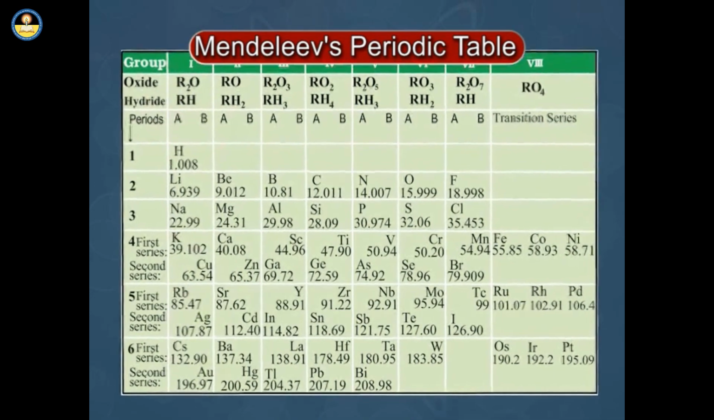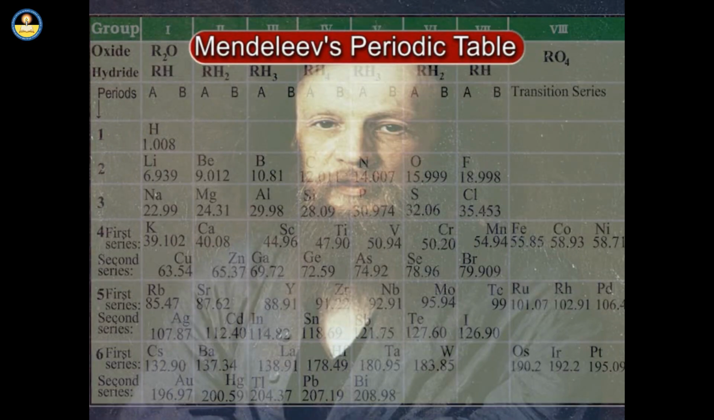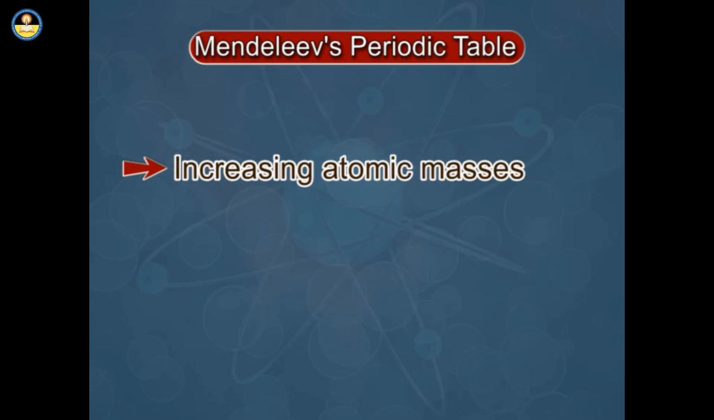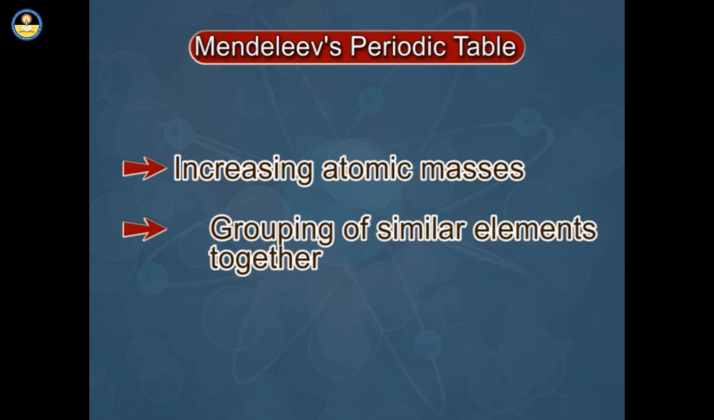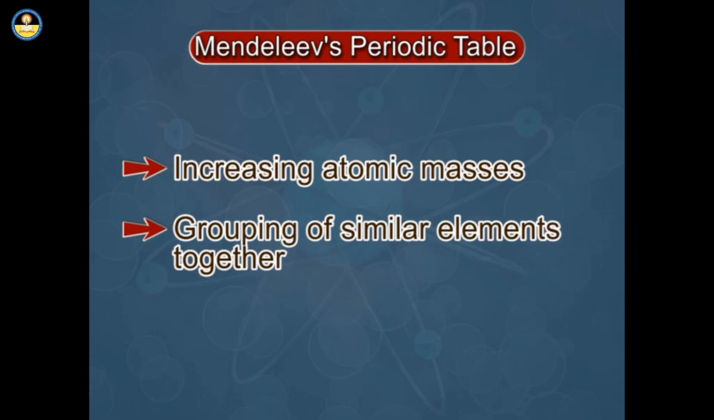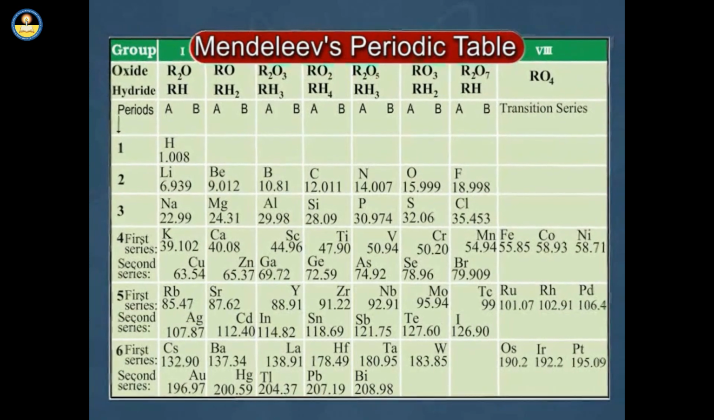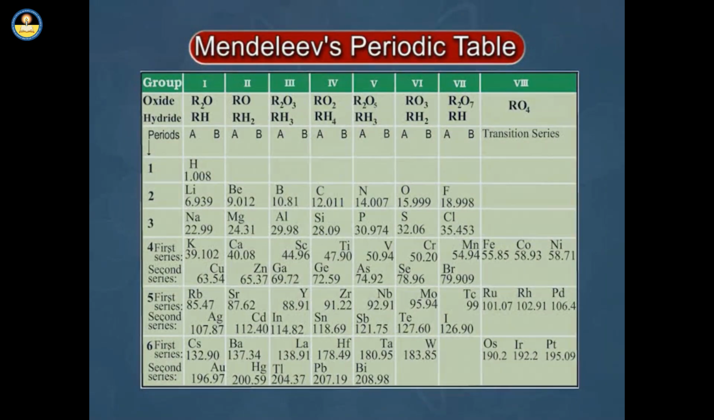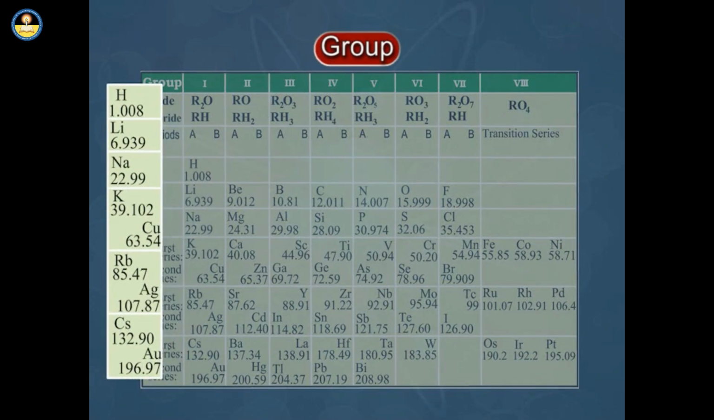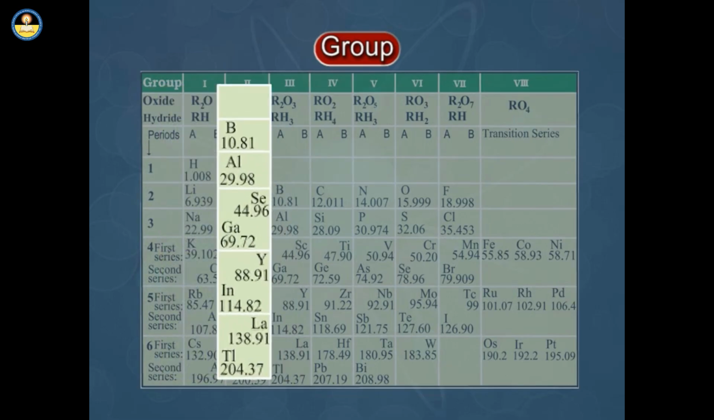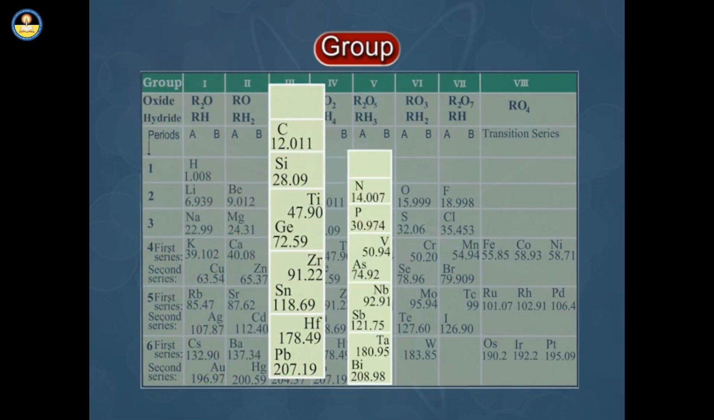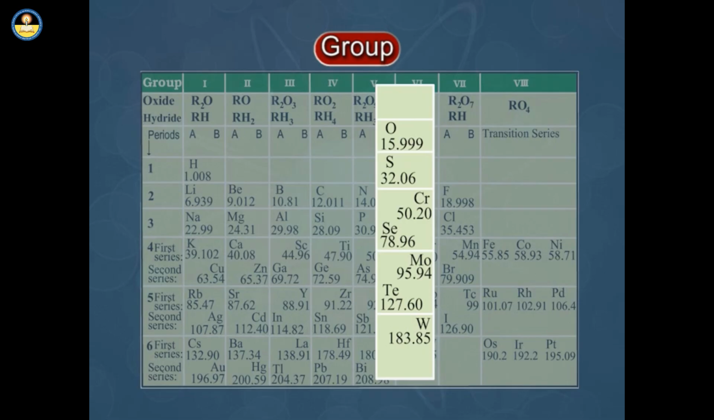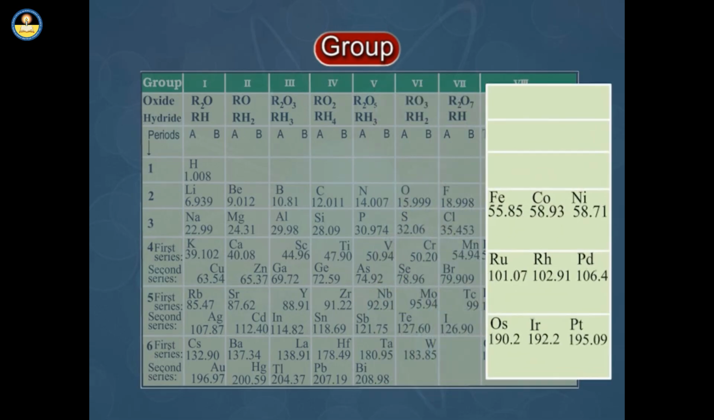While developing the periodic table, Mendeleev kept two things in mind. First, increasing atomic masses, and second, grouping of similar elements together. To be sure that elements with similar properties fall in the same vertical column or group, Mendeleev had to place an element with a slightly higher atomic mass before an element with slightly lower atomic mass.